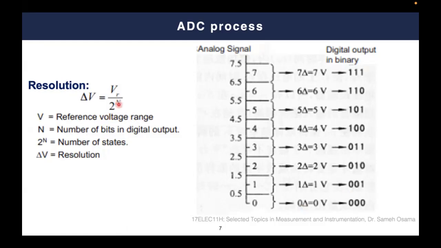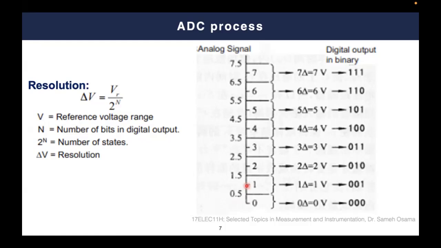Simply, it's the full scale over 2 to the power n, where n is the number of bits. Here, for example, we have 3 bits, so we have 2 to the power 3. If our full scale range is 8 volts, then it's 8 over 8, so your resolution is 1 volt. That means that each 1 volt analog variation is converted to a code. And this is, by the way, very, very important in understanding ADCs. So let me continue with this example.